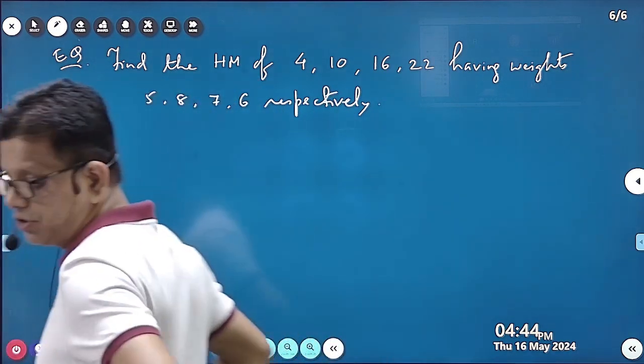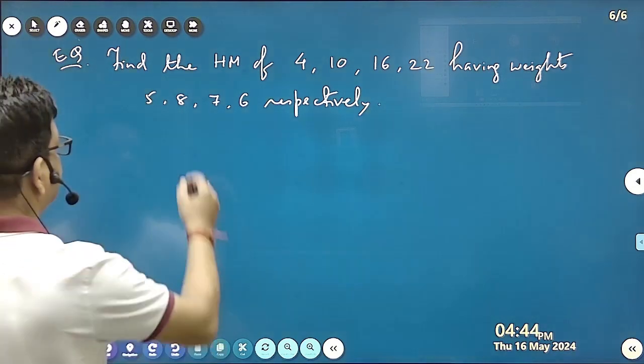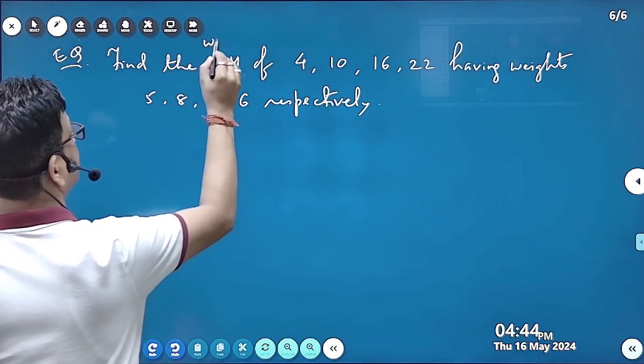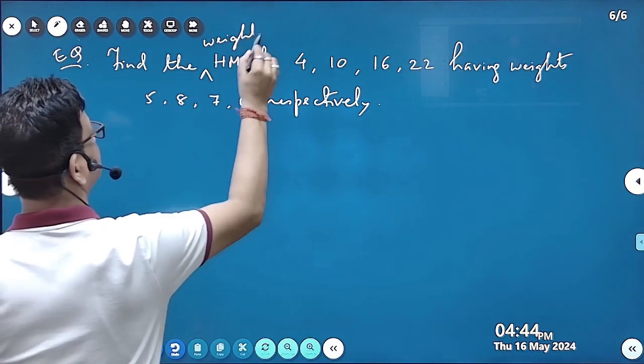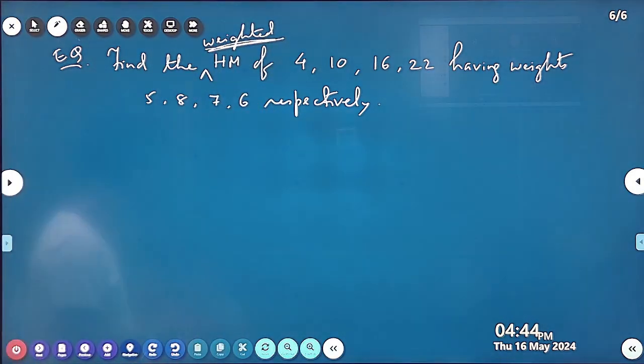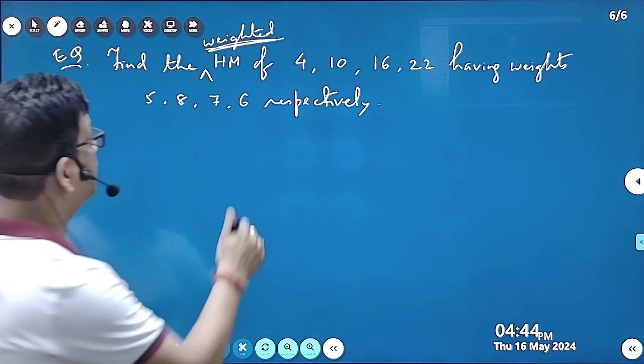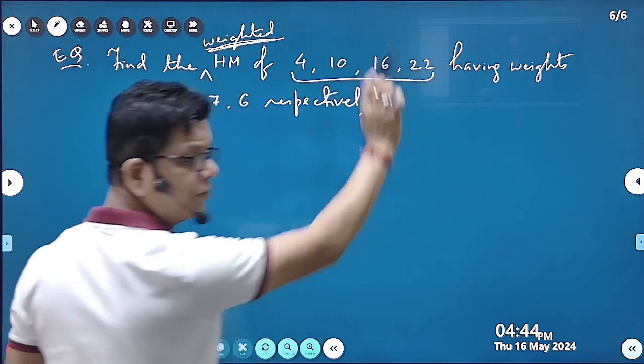Actually, we'll do more questions of weighted mean. Now you're doing weighted, so I'm going to do weighted harmonic mean, okay? So find the harmonic mean, sometimes you might get here, find the weighted harmonic mean. So you should not get confused by this word weighted, okay? What is the word weighted means? It's also written having weights. So these are actually find the harmonic mean of these numbers. There are only four numbers.